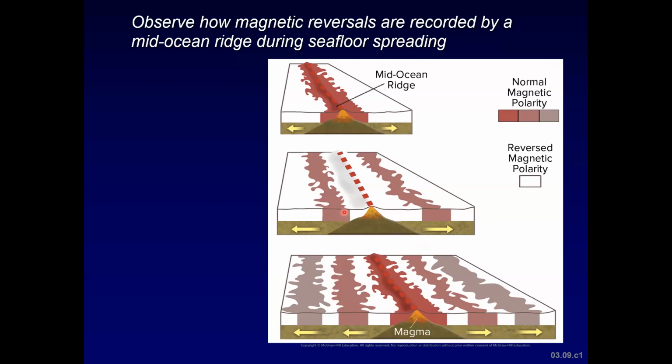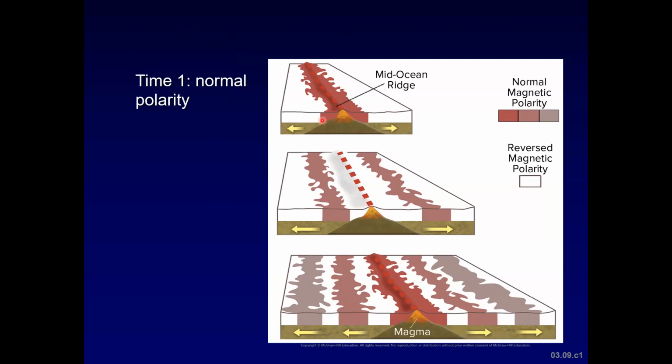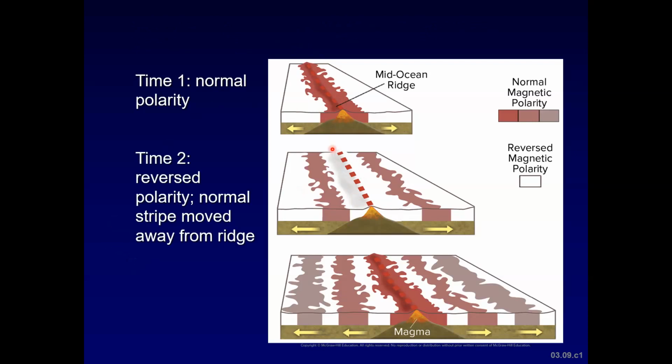So the red here is normal magnetic polarity. The white is reverse magnetic polarity. At time 1, all the material being formed in the rock record records normal magnetic polarity. At time 2, we have reverse polarity. And this material is now found on the outer edges, moves away from the ridges. So this is like a new event under a new magnetic field.